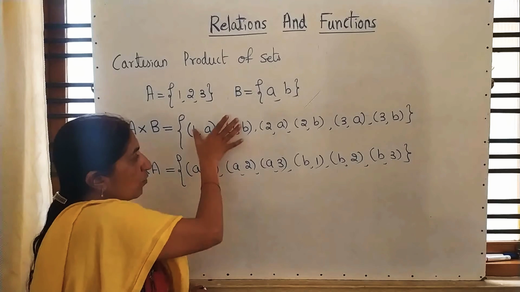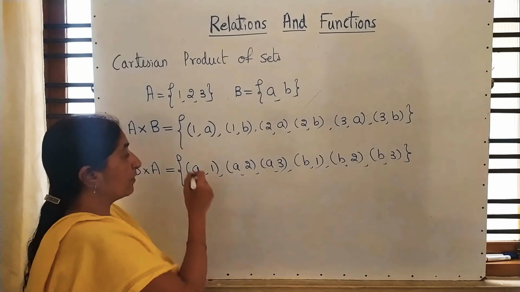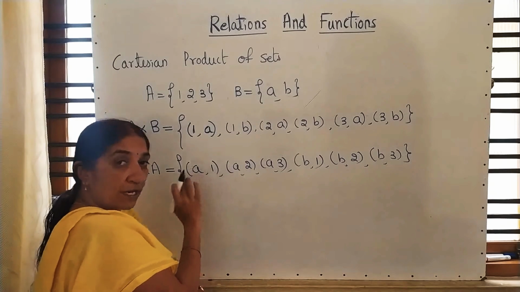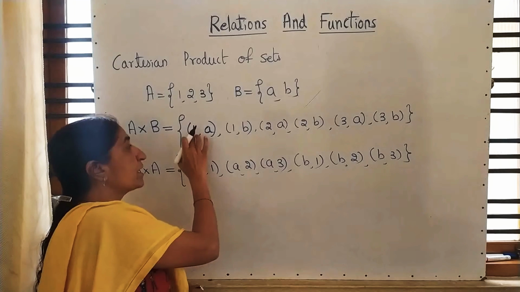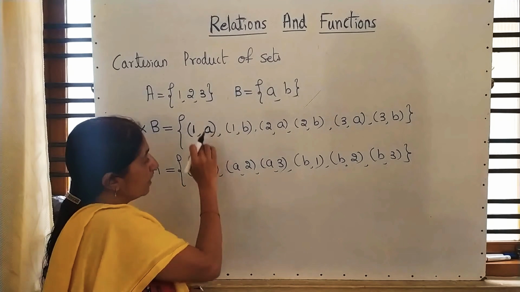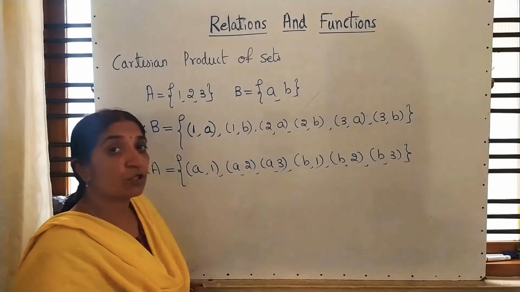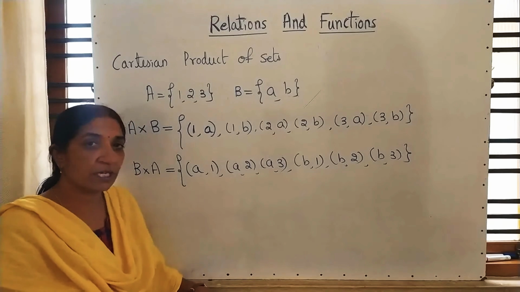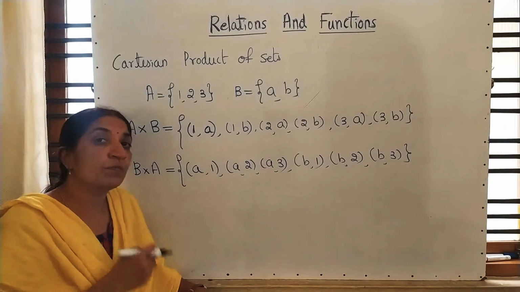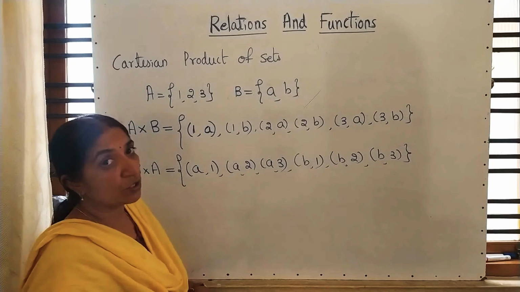Yes. Now, by observing this, we have so many properties. That property also I will explain. See, (1, a) and (a, 1). Are they equal? No. Because here the first element is 1, and here the first element is a. Here the second element is a, and here it is 1. Are they equal? That is not equal. That means this example gives you the hint that A cross B is not equal to B cross A. Correct or not? A cross B is not equal to B cross A.